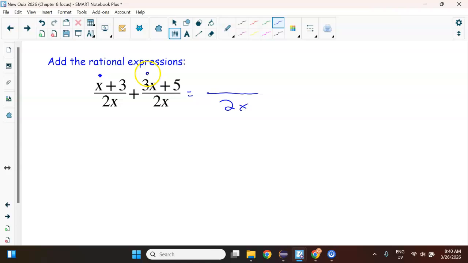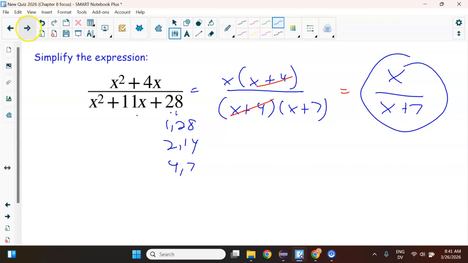So an x and a 3x makes 4x added together, and then a 3 and a 5 added together is 8. Okay, and then the part that's tricky is we're not done because you want to simplify this fraction, which is what we were working on in these previous examples.